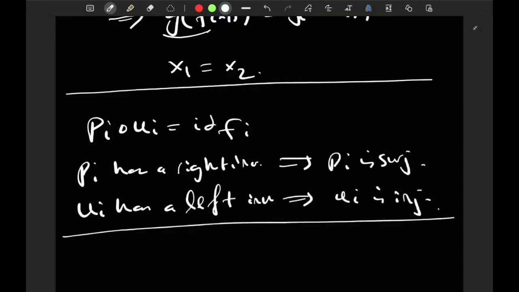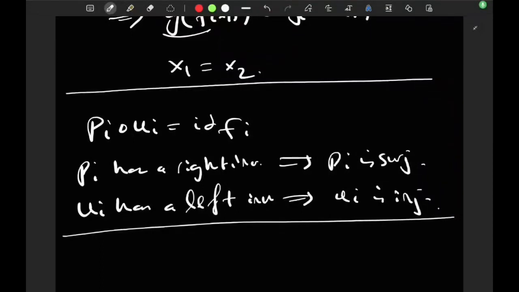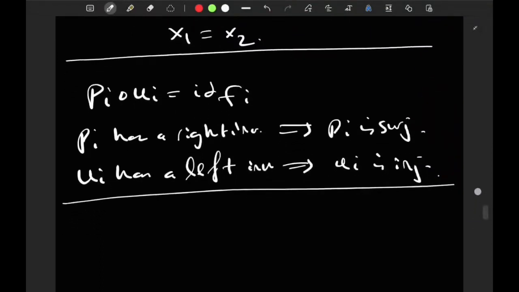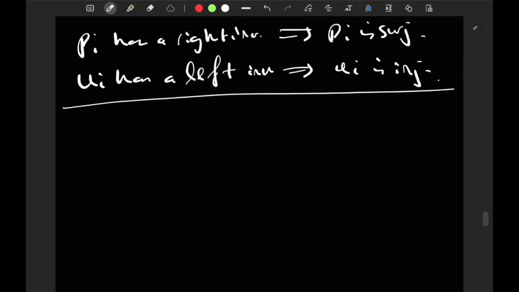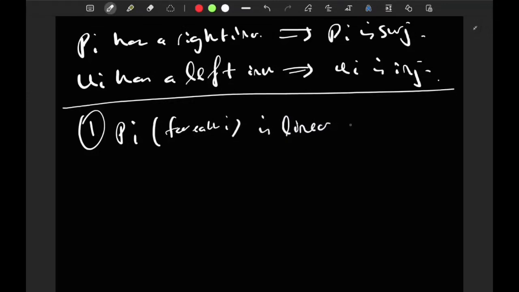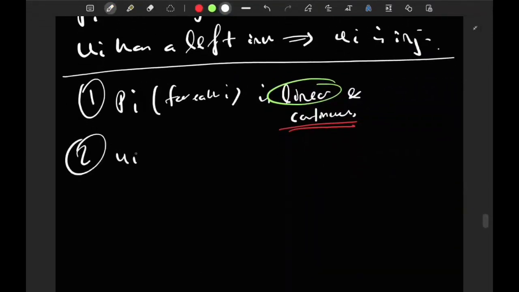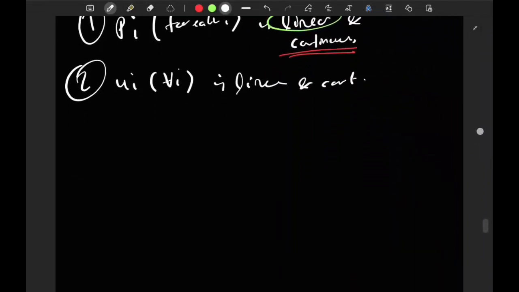Okay, enough with this. Now let me very briefly remind you of these two important facts. The first fact: the pi, for each i, is linear and continuous. That's something I mentioned last time. Linearity, I don't think I did it, but it's very trivial. And continuity, I mentioned why. The ui, for each i, is also linear and continuous. And the reason for the ui, I didn't mention, I think, last time.